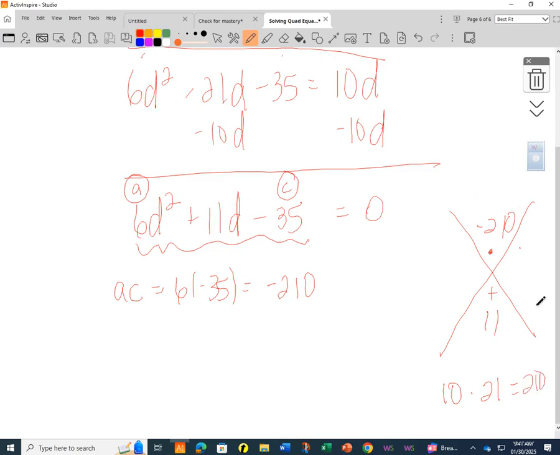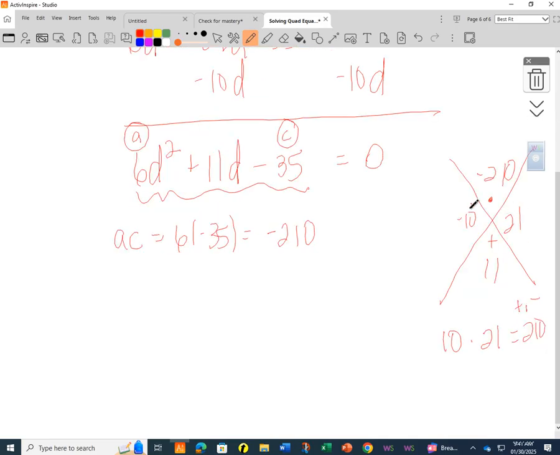We do know that one needs to be positive and one needs to be negative. Which one should be positive and which one should be negative? So I'll have a positive 11. Diane? Negative 10, positive 21. That's exactly right. Negative 10 times positive 21 is negative 210. Negative 10 plus positive 21 is positive 11.